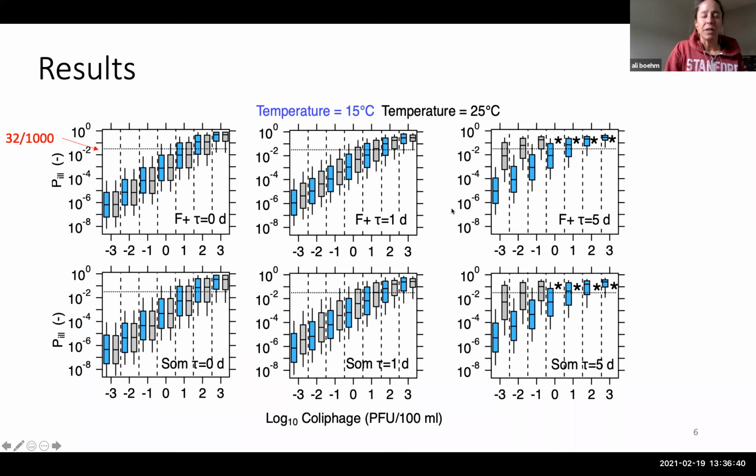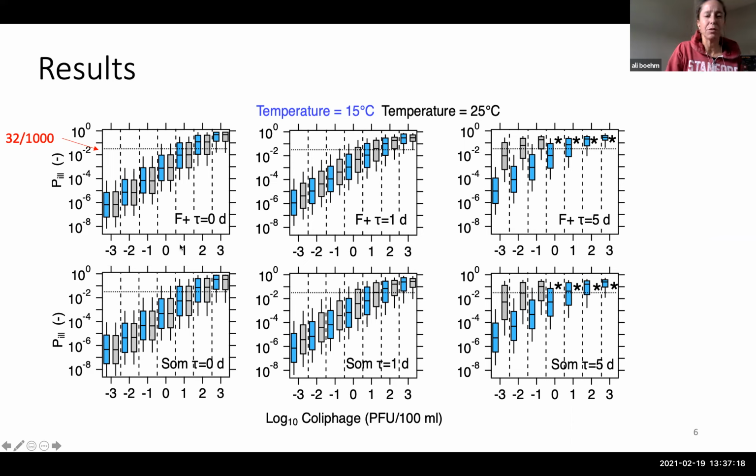So here's the first slide of results. What this shows is, for each model run, the distribution of probability of illness. We did model runs to look at different concentrations of coliphage on the x-axis at different taus, which are represented in different graphs here. This first graph in the upper left-hand corner is for F+ coliphage, unaged sewage in the water. And you can see for different concentrations of coliphage that are measured in the water, we expect different distributions of illness. The middle bar is the median.